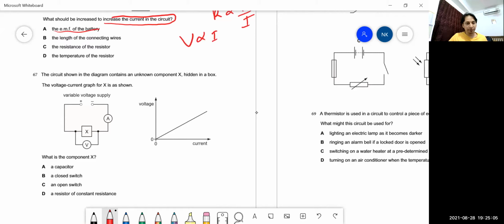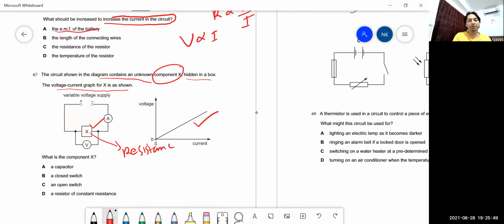Question number 67. Even though a capacitor is there, I want to discuss this question because this is a part of Ohm's law also. The circuit shown in the diagram contains an unknown component. We don't know whether it is a bulb or what device is hidden in a box, but the voltage-current graph for X is shown, and it is a straight line. We know from Ohm's law that when we plot voltage versus current for a resistance, the ratio remains constant, so this component X is a resistor.